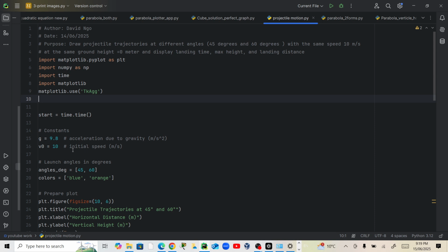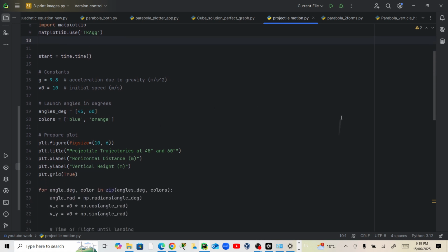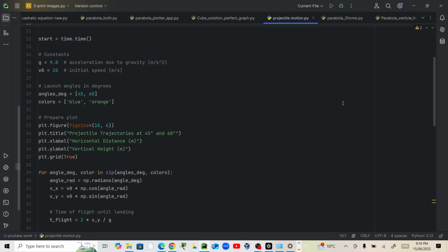Initial speed when we start is the same, 10 meters per second. We run two angles, 45 and 60. You can see the colors, blue and orange: the 45 degrees is blue and the 60 degrees is orange, easy to see. So what are we going to plot? We prepare the plotting with the figure size and the projectile for 45 degrees and 60 degrees, horizontal distance and vertical height.